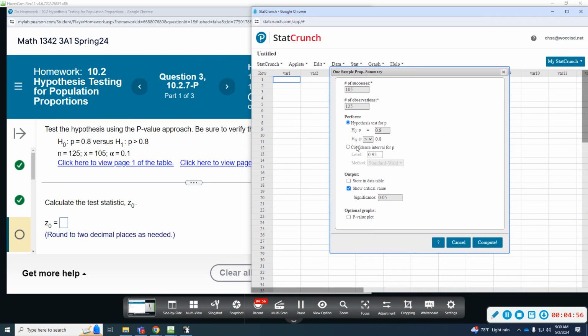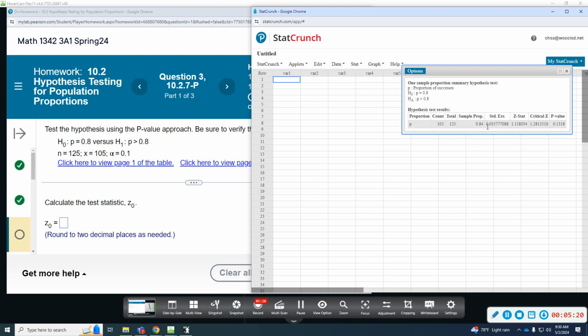This is my alpha here, 10%. So that's what I want to change to 10%. If I was doing confidence interval, then I would change that to 90. But this alpha is my level of significance. So we're going to compute, and this gives me everything I need.